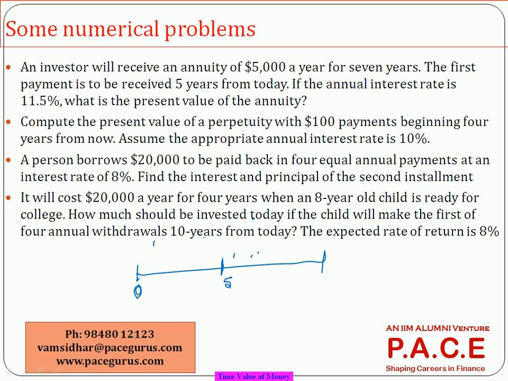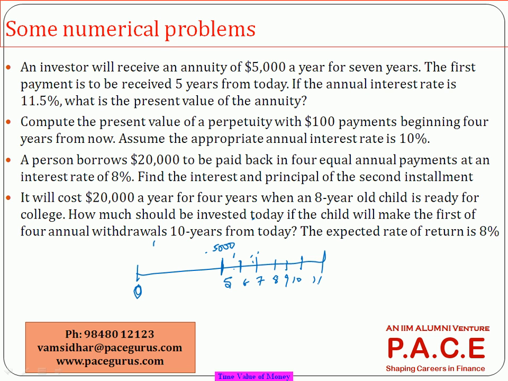So after 5 years, you are receiving how much? The first 5,000. And from there, for 7 years you are receiving: after 5, after 6 years, after 7, after 8, after 9, after 10, after 11. These are the 7 equal payments which you are receiving, of 5,000 each. The first payment is to be received 5 years from today. Annual interest rate is 11.5%. What is the present value of this annuity?